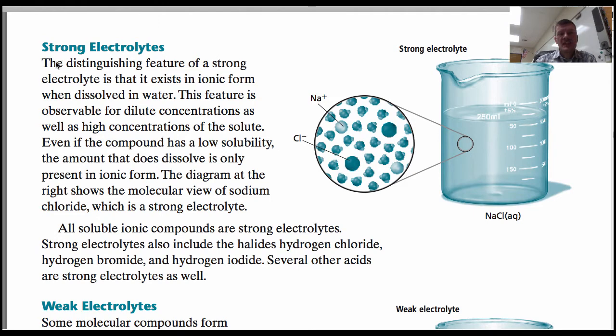So just to take this a little bit further, a strong electrolyte, basically all soluble ionic compounds are strong electrolytes. Okay? So if it's an ionic compound, and if it's going to dissociate in water, they're pretty strong electrolytes. They dissociate pretty well and are going to conduct electricity. Okay?